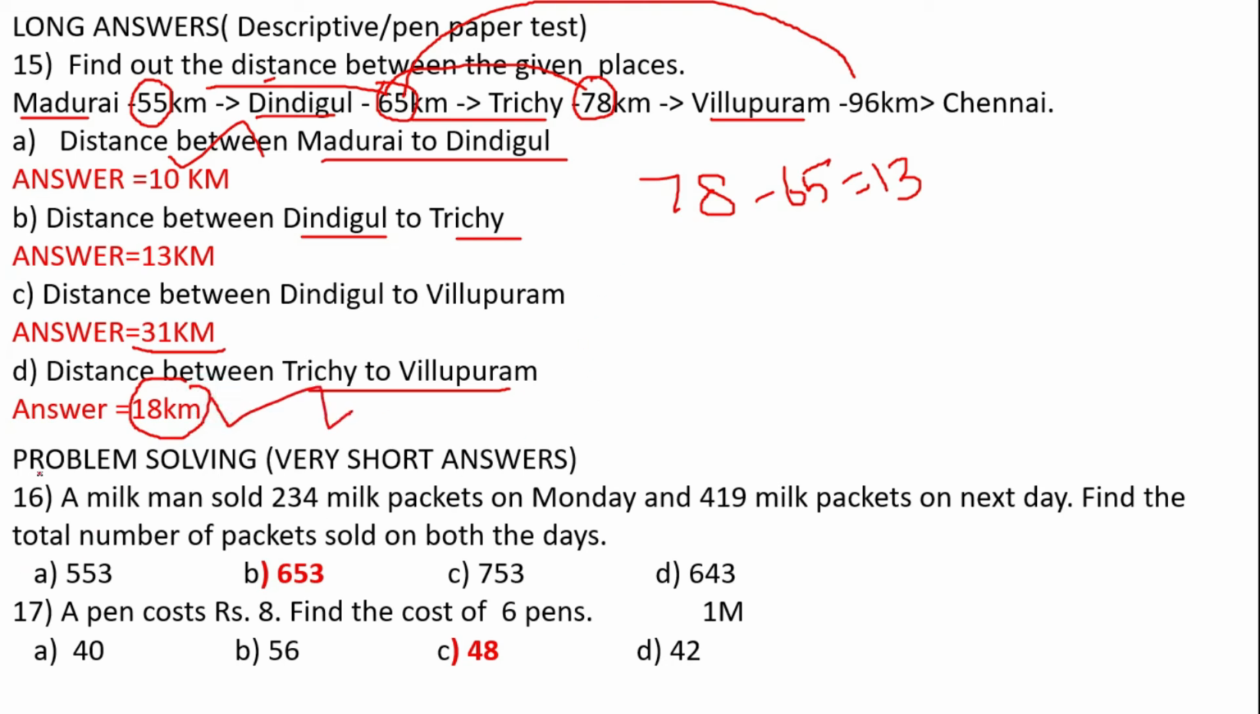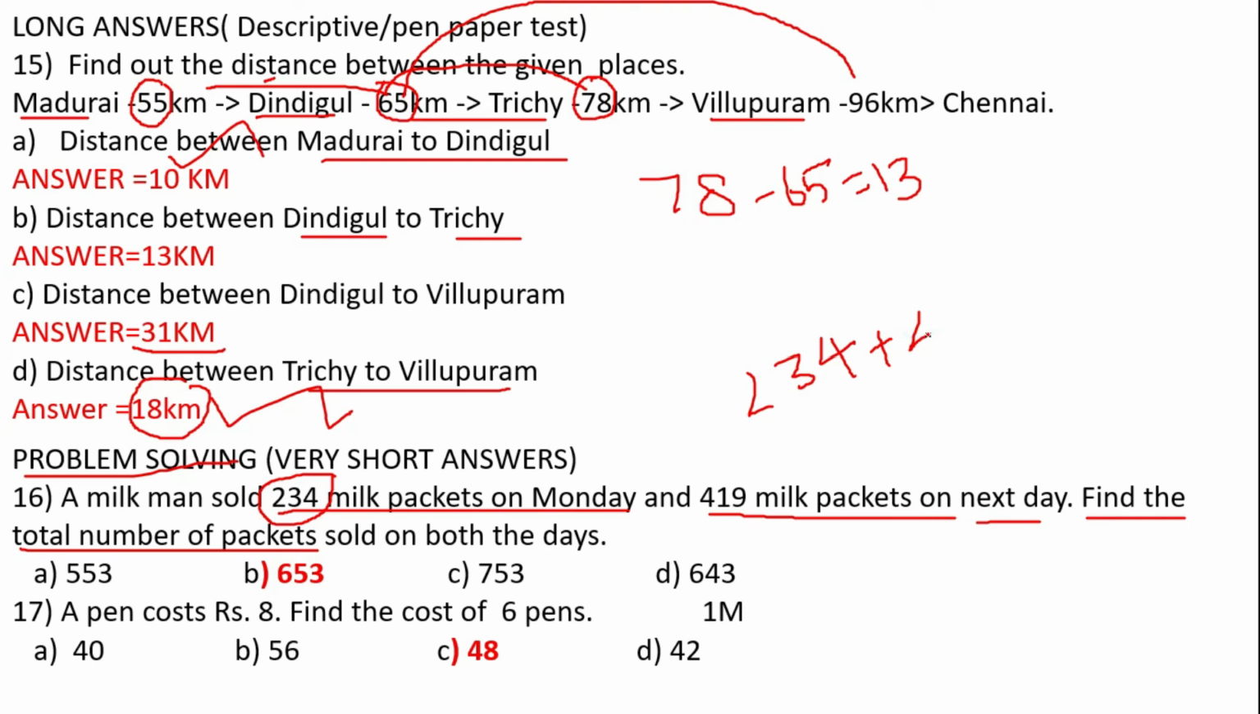Problem solving. A milkman sold 234 milk packets on Monday and 419 milk packets on next day. Find the total number. Total number means you have to add 234 plus 419. When you add, you will get 653 milk packets. Answer is B.